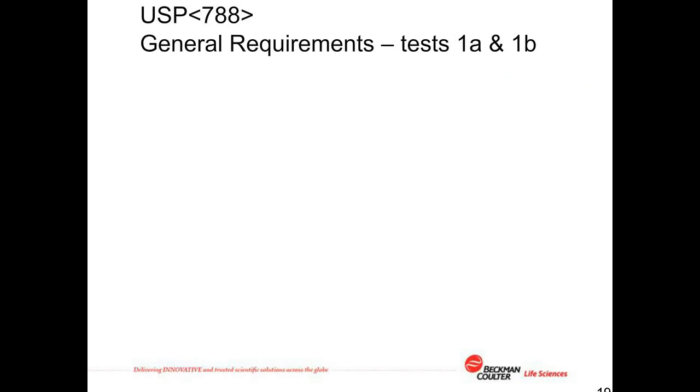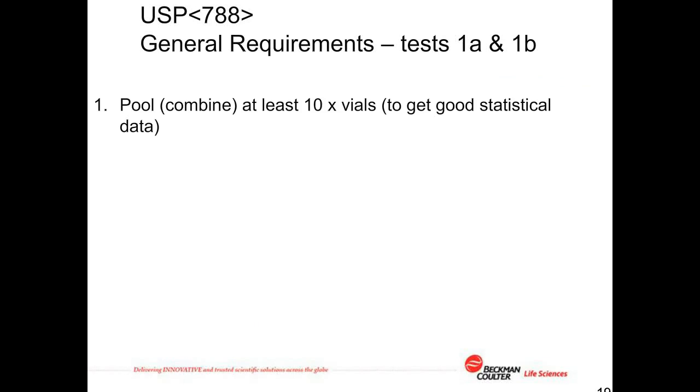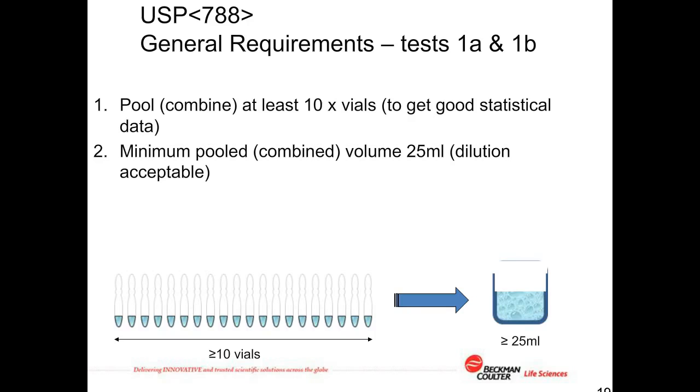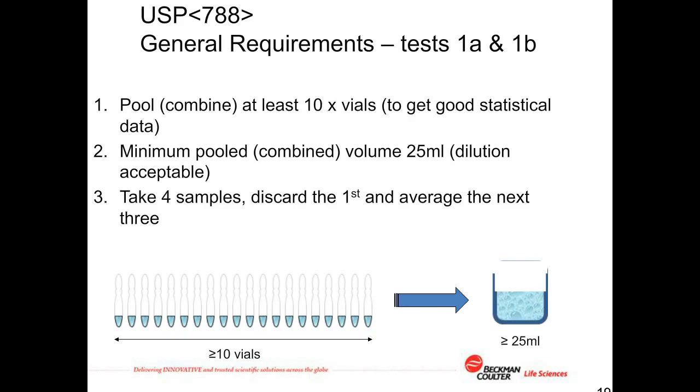So I've touched on this already, but let's just go through the requirements for small volume injectables. As far as the United States Pharmacopoeia, well, in fact, all the pharmacopoeias are harmonized on this. And it says you must combine at least 10 vials. And they're trying to get good statistical data from this. Having said you must combine the 10 vials, the minimum pooled combined volume from those 10 vials or ampules must be at least 25 milliliters. It does allow dilution. However, you'd have to take that dilution factor into account when you're calculating the final pass-fail test. So you take your vials, you combine them together, take 4 samples.